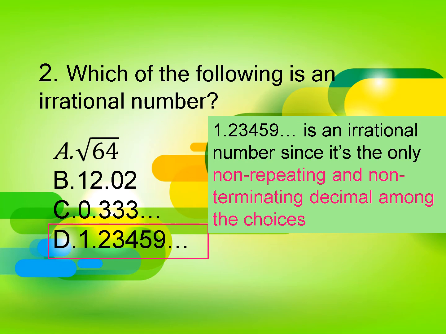And for letter D, 1.23459 and so on, this cannot be expressed in a fraction form. So this is classified as irrational number. Okay, let's proceed to number 3.